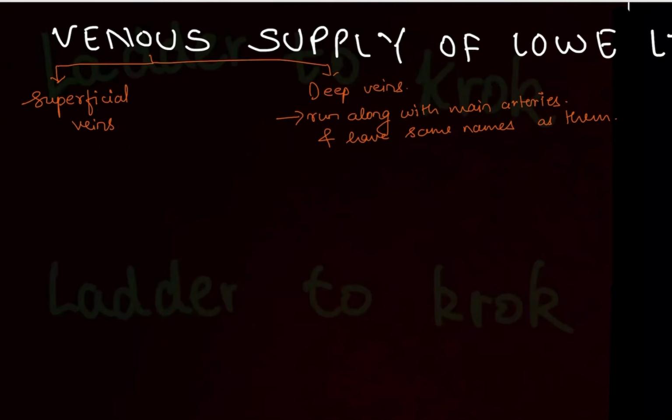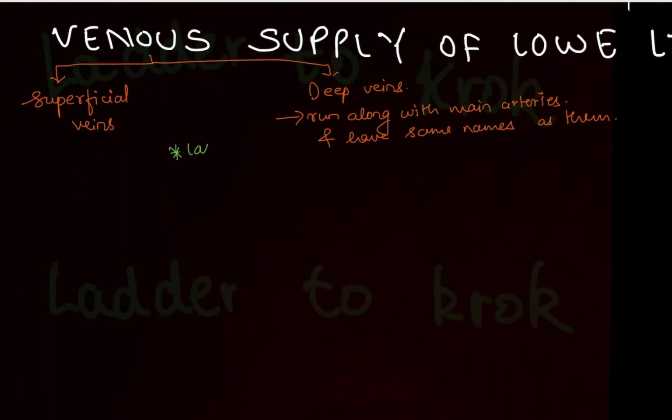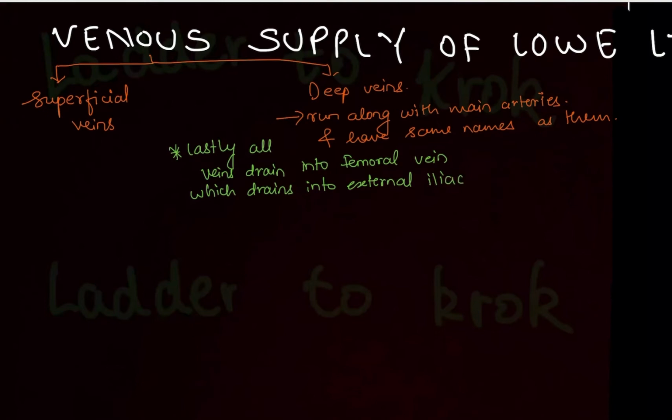Lastly, the superficial vein and deep vein together will drain into femoral vein, which will drain into external iliac vein. So write down one extra point. Lastly, all veins drain into femoral vein, which drains into which vein? External iliac vein.